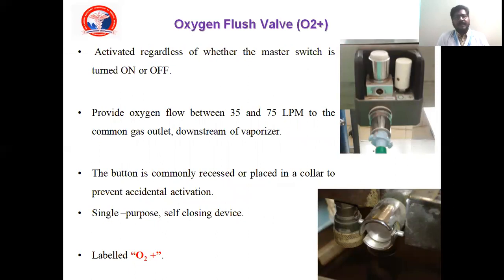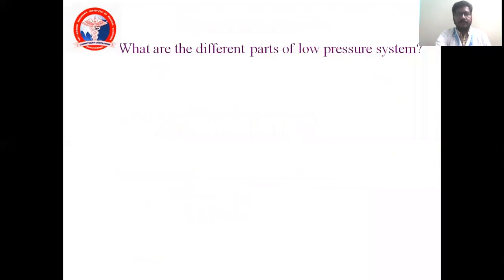Oxygen flush is actually activated regardless of whether the master switch is turned on or turned off. It provides oxygen flow between 35 to 75 liters per minute to the common gas outlet downstream of the vaporizer. The button is commonly recessed or placed in a collar to prevent accidental activation. It is a single purpose and self-closing device. It is usually labeled as oxygen plus.